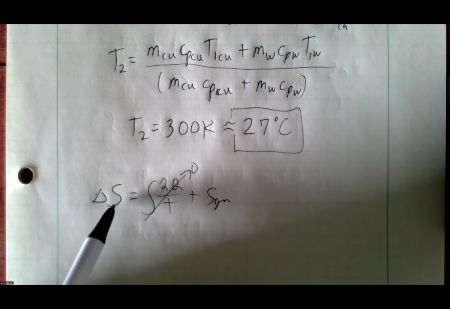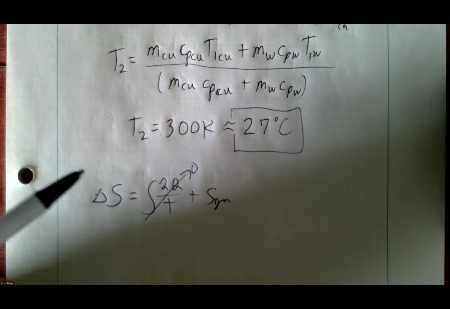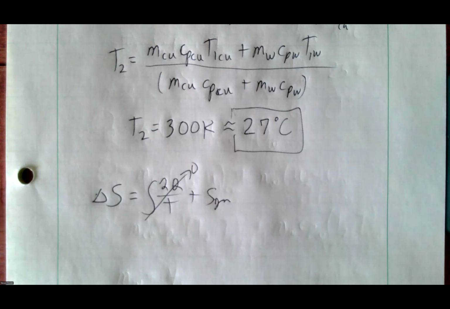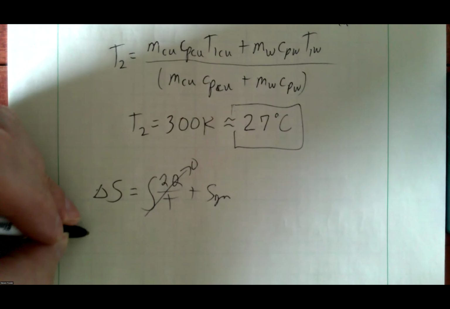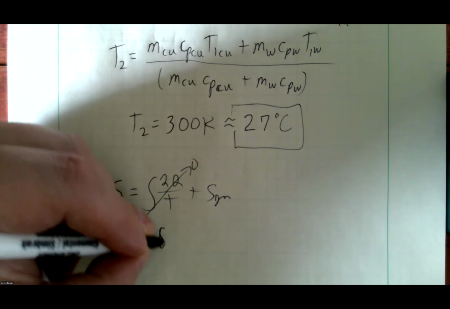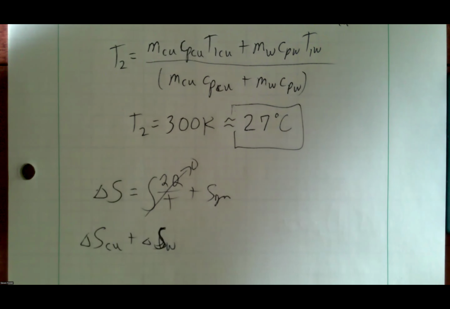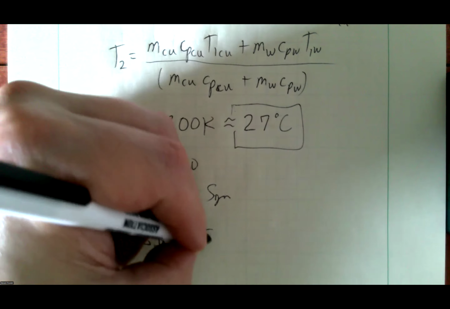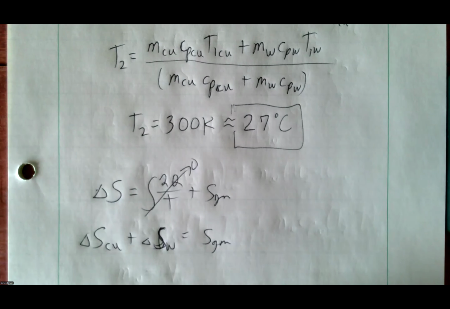Well, entropy is a property. I've got to play by the rules for whatever substance I'm dealing with. What's my substance? Well, I've got some copper and I've got some water. So I have to play by the rules for both the copper and the water to figure out their entropy change. And then if I add those two together, that's going to tell me the entropy generated.